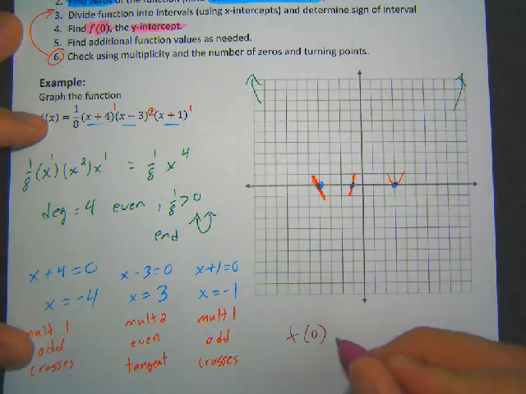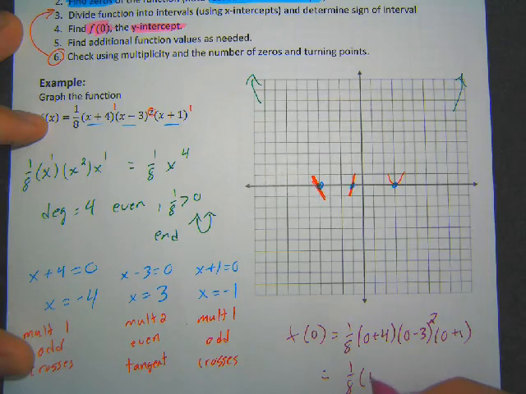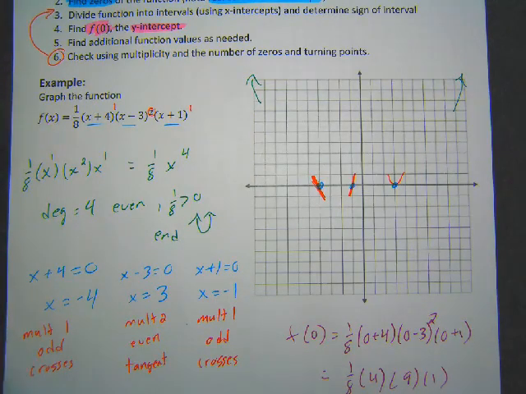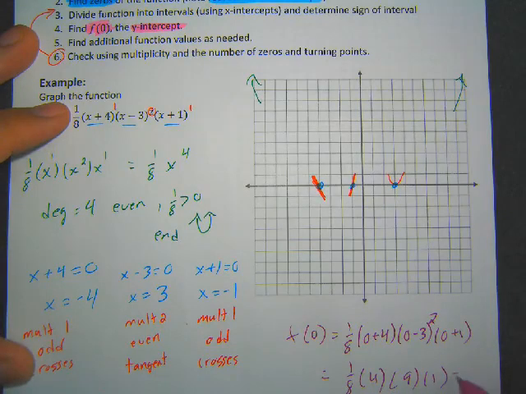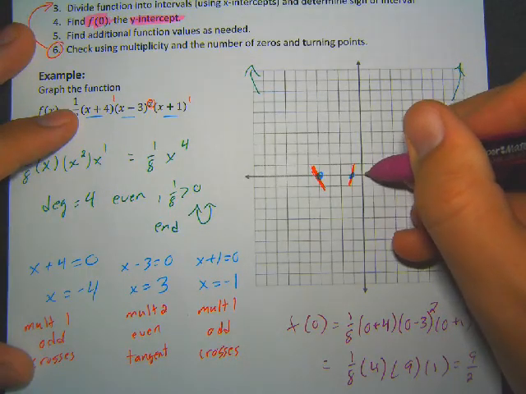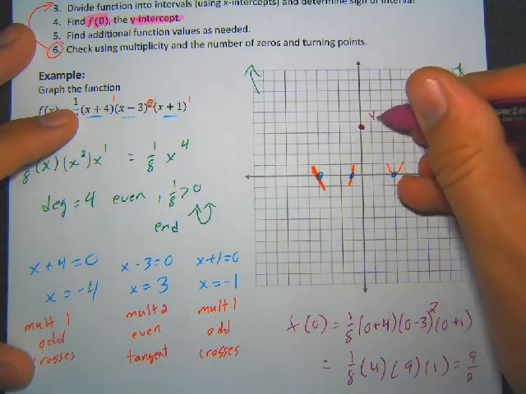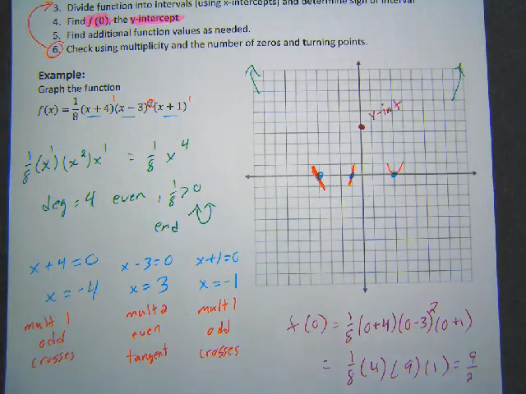we get 1/8 times (0 plus 4), times (0 minus 3) squared, and (0 plus 1). Well, we just got to multiply it out and we'll get the 0. So it's 1/8 times 4, that's times negative 3 squared, which is 9, and then 1. So 1/8 times 4 is 4/8, which is 1/2, and then times 9 equals 9/2. And of course, multiplying by 1 doesn't really change anything. So we can see that the y-intercept here is 9/2, or 4.5, right? So 1, 2, 3, 4.5. That's going to be that point. That's your y-intercept, and it's just a nice thing to know. We see it's pretty easy to find.